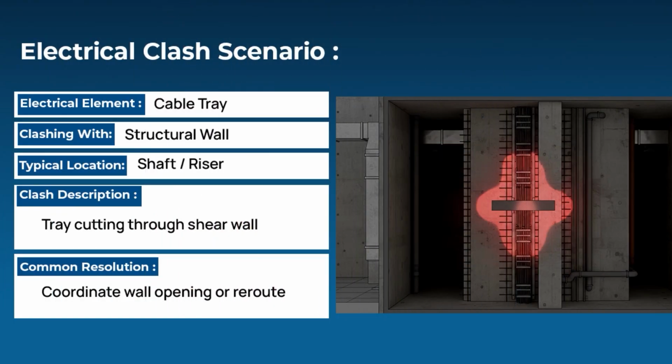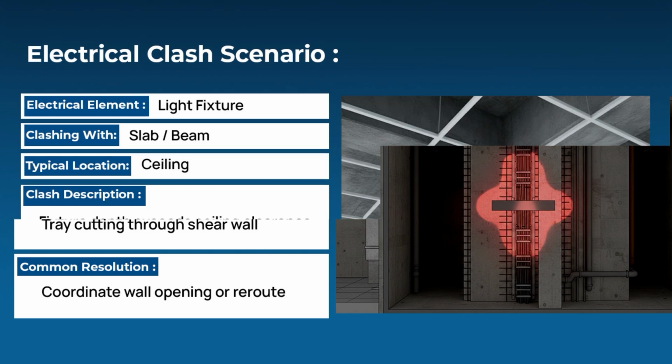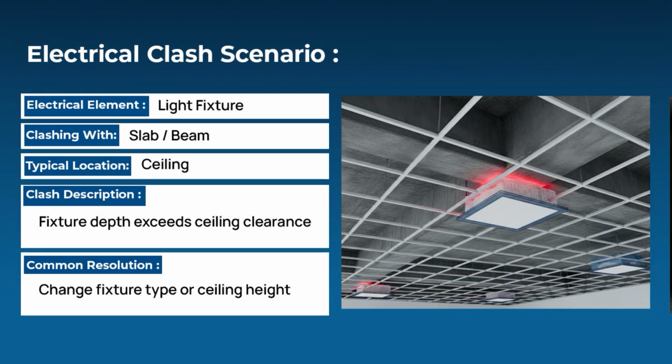The locations will be corridors or any shopping areas, and the description will be like cable trays intersecting with ducts. To resolve this, we can adjust the elevations. Next, cable trays with structural walls, where cable trays will be intersecting with the structural walls, and these can be resolved using coordination with the wall openings or rerouting of cable trays.